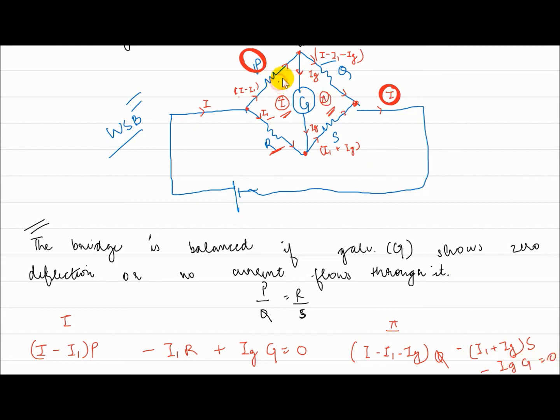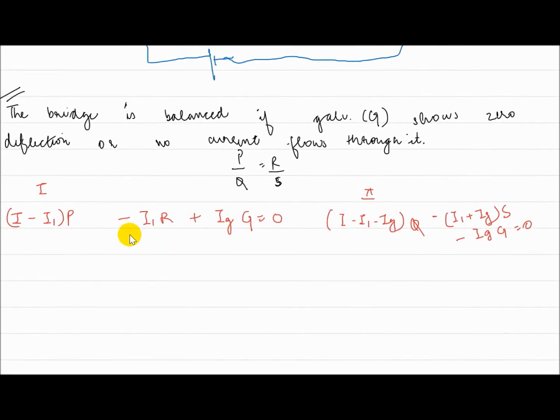The flow of current that we took in these loops was this. So that is how we get the sign convention. So we'll solve it further.